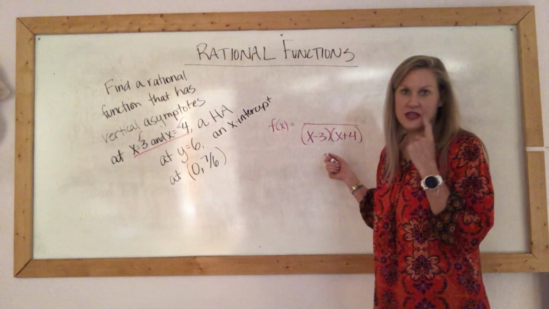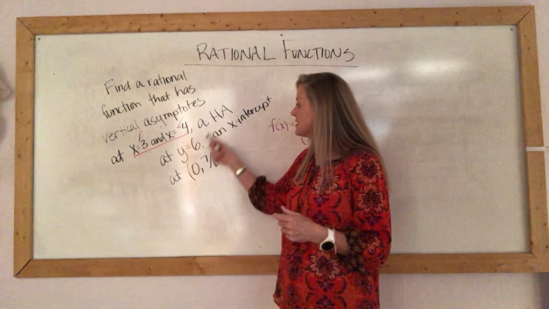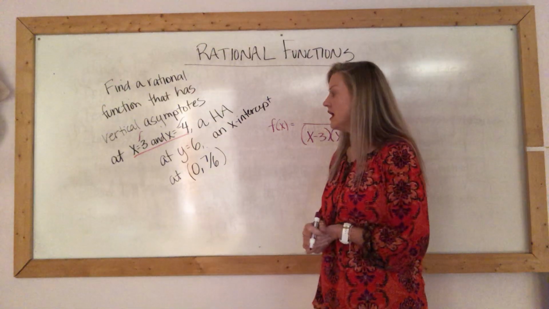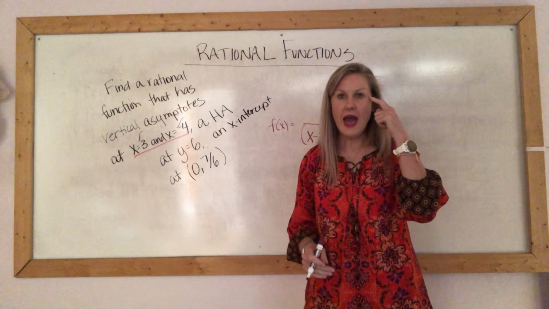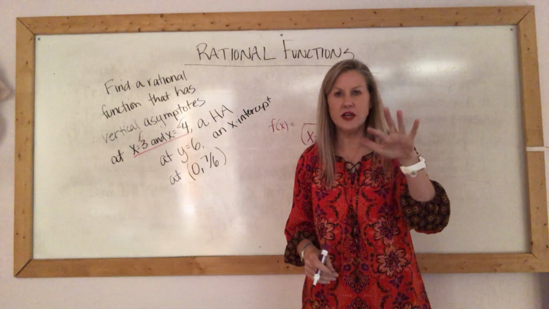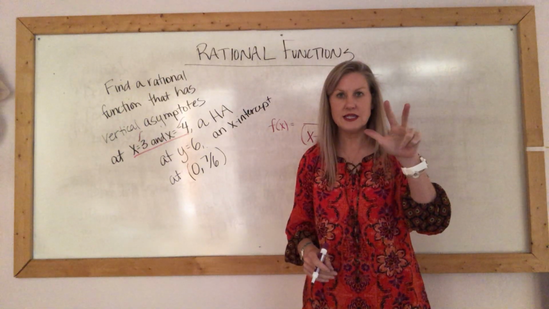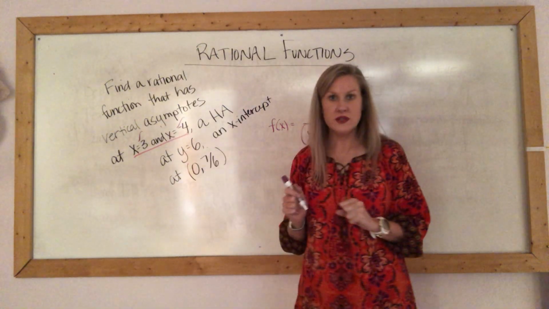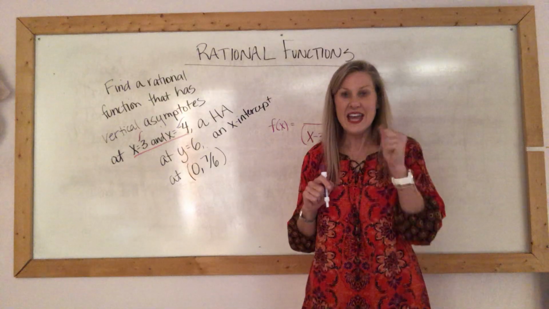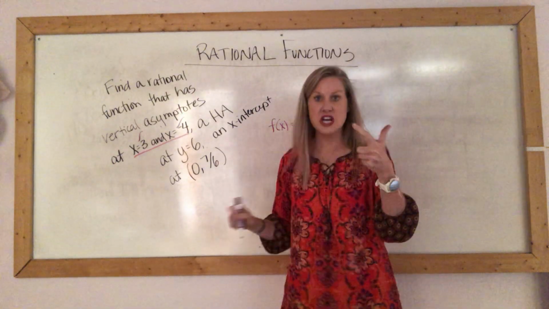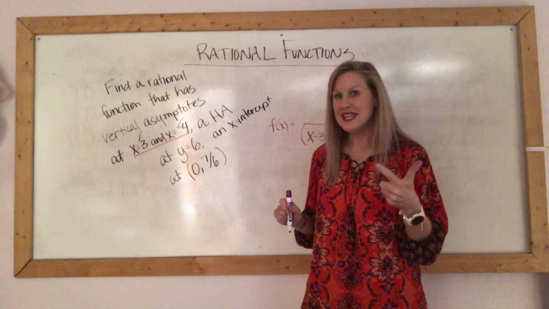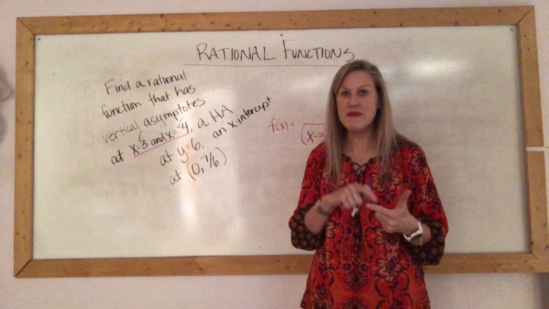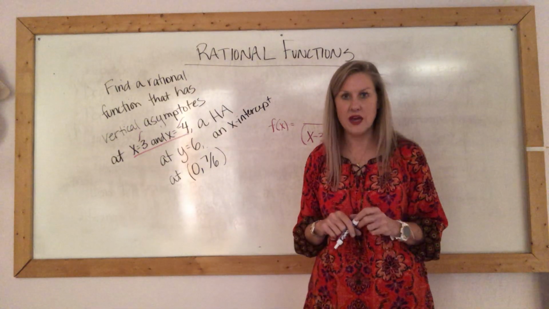I've got my vertical asymptote set. Now it tells me it also has to have a horizontal asymptote at y equals 6. So I'm going to think back. Horizontal asymptotes follow the rule, Bobo Botten eats DC. If we have a horizontal asymptote that exists and is not 0, that means the degree of the numerator has to be the same as the degree of the denominator.